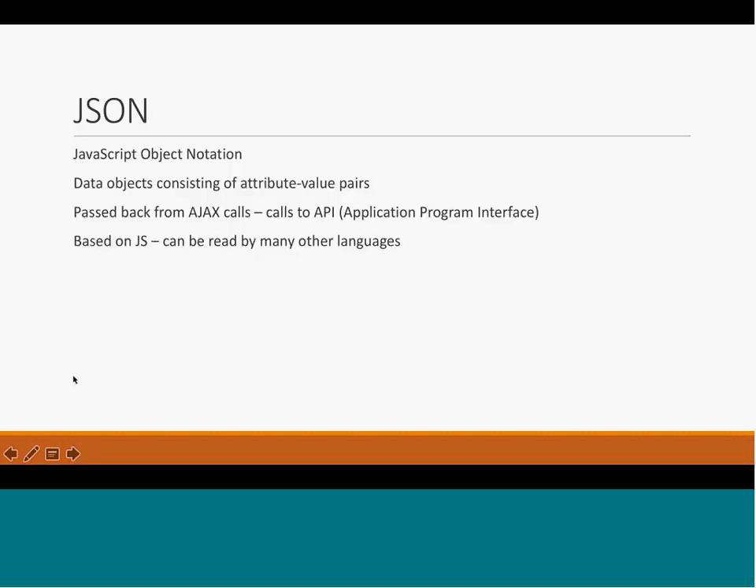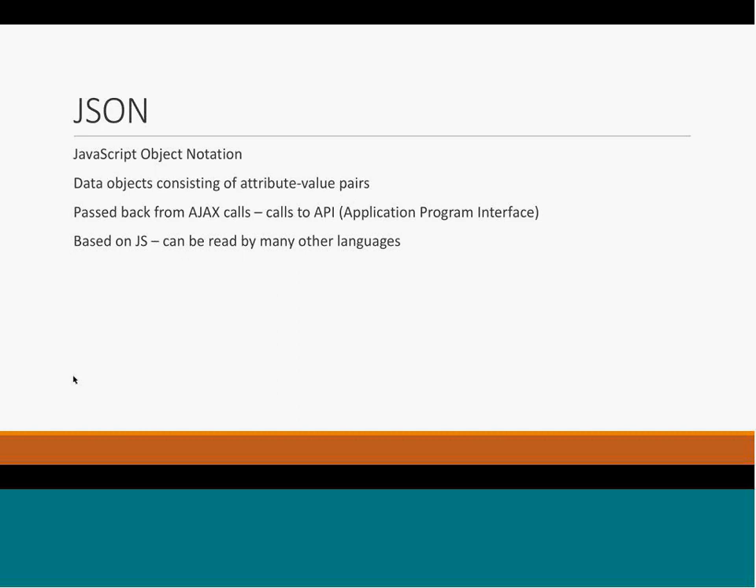Next thing we'll do. So JSON is JavaScript Object Notation. It's a data object that consists of attribute key pairs. And it's packed from AJAX calls, which are calls to APIs, which are application program interfaces. It's based off of JavaScript, but it can be used by Python, Ruby, any number of other languages. I bring this up because one of the things you hear about all the time is, we build an API. All that does is, when someone types in, usually, a URL to their browser, it goes to a server and a database and gives you the information that you want handed back to you in terms of JSON.